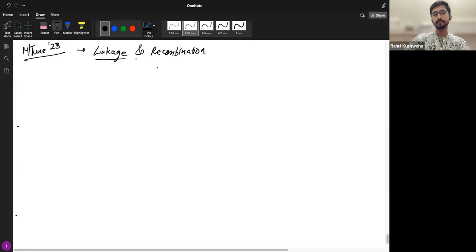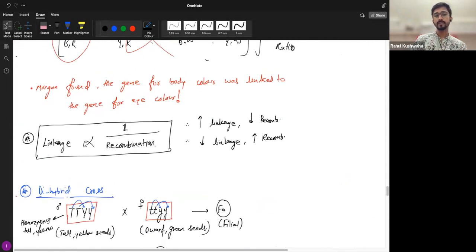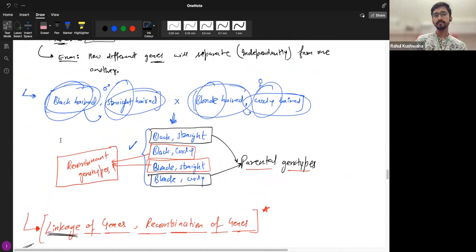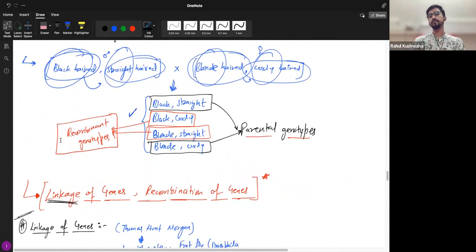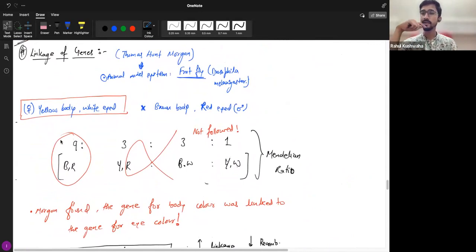How many of you read linkage? So what was linkage? How will you define linkage if I ask? I think we discussed this already. We talked about linkage as an exception to the law of independent assortment. So would anyone like to talk about what linkage was quickly? Thomas Hunt Morgan found this in fruit flies. What was it? Aisha, would you like to explain this quickly?